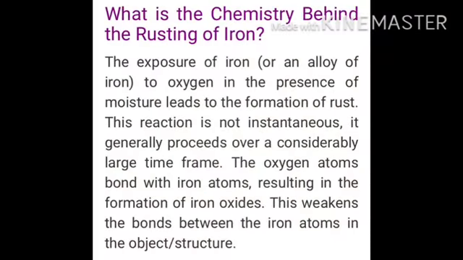What is the chemistry behind the rusting of iron? The exposure of iron or an alloy of iron to oxygen in the presence of moisture leads to the formation of rust. This reaction is not very fast. It generally proceeds over a considerably long time frame, means the reaction takes a long time. The oxygen atoms bond with iron atoms, resulting in the formation of iron oxide. This weakens the bond between the iron atoms in the object or structure.